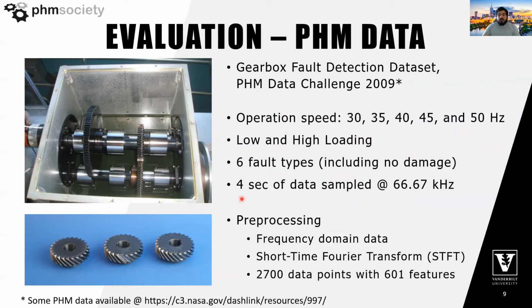For each case, about 4 seconds of vibration data is collected at a very high sampling rate, twice. The frequency domain provides a rich feature set for fault detection using vibration data. Thus, before training, all the raw data is converted to the frequency domain using sliding window fast Fourier transformation, also known as the short time Fourier transform. After pre-processing, each damage condition case has about 2,700 data points with 601 features per condition.